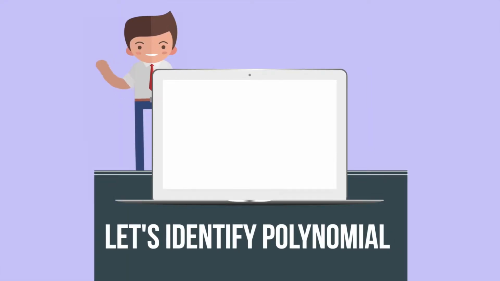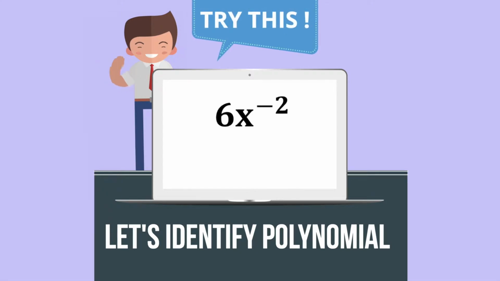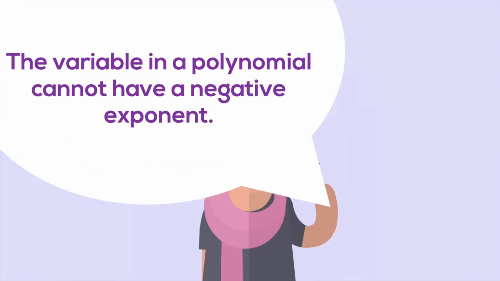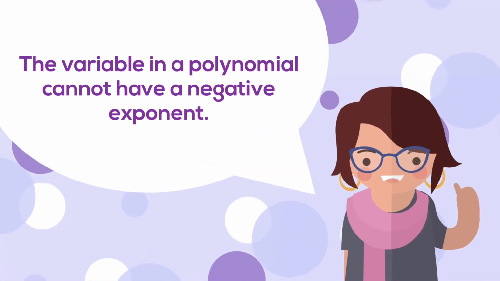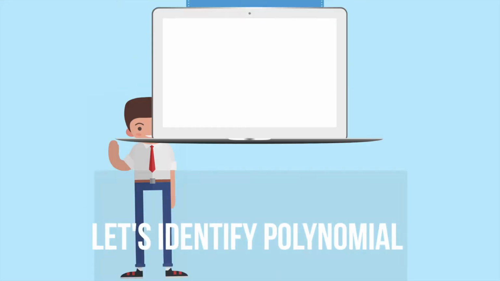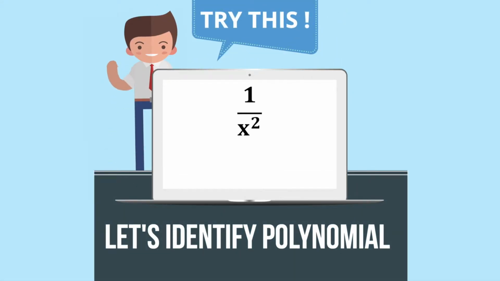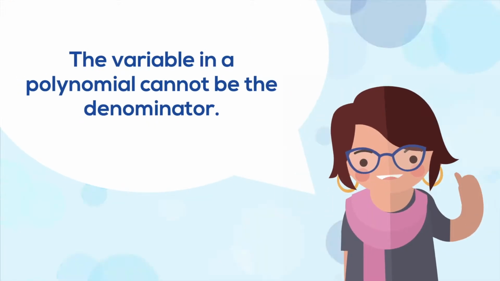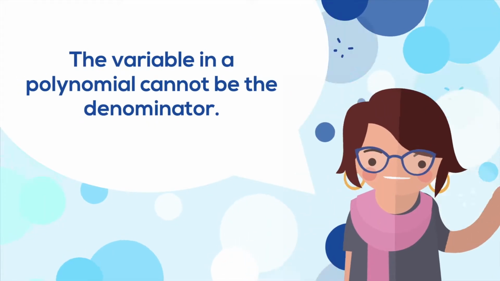Now let's try to identify polynomial. The first one, 6x to the power of negative 2. It is not a polynomial because it has a negative exponent. So let's try this example. 1 over x squared. It is not a polynomial because the variable cannot be a denominator.